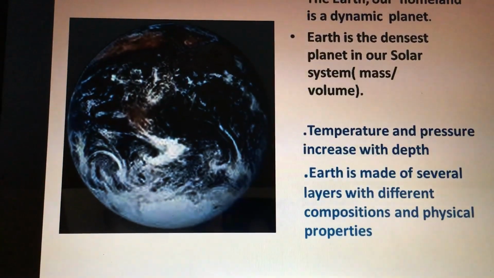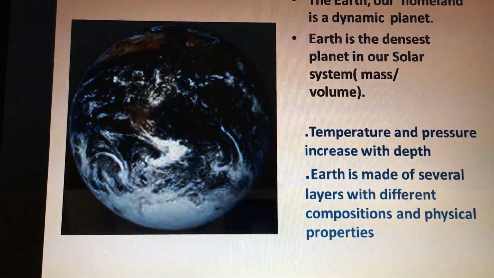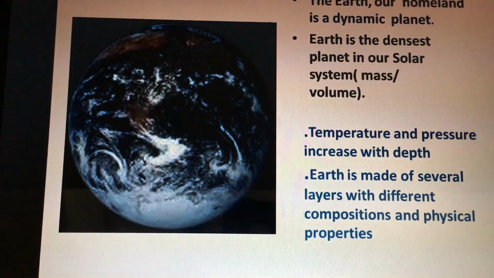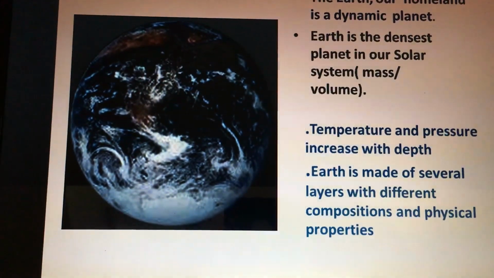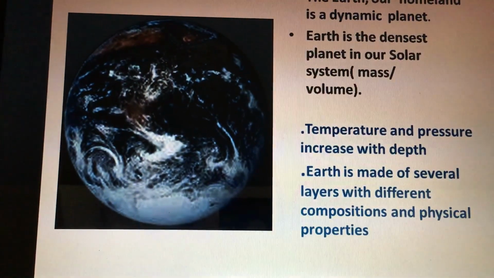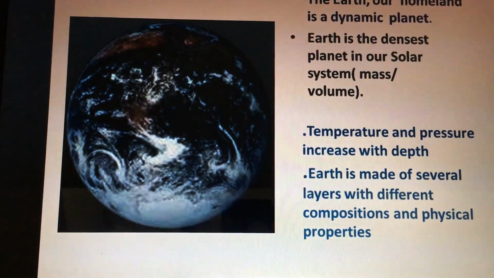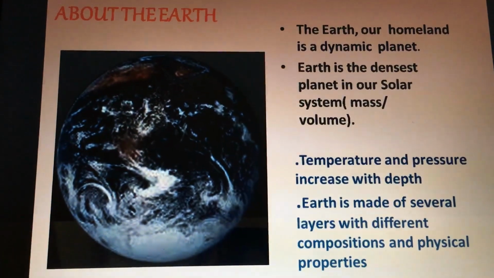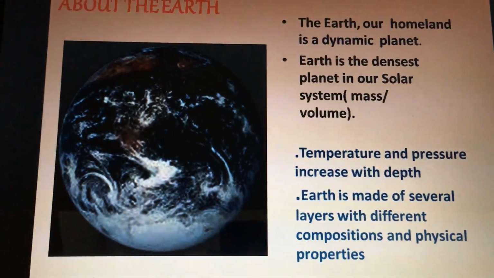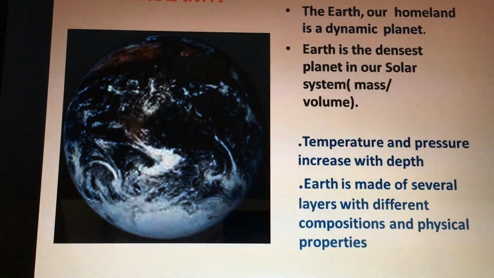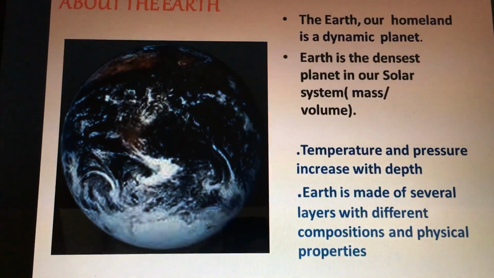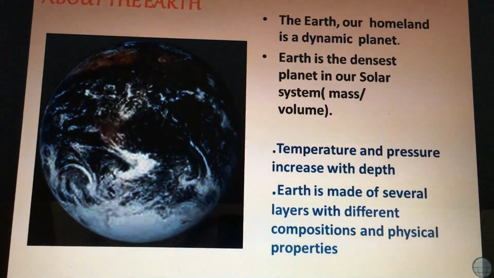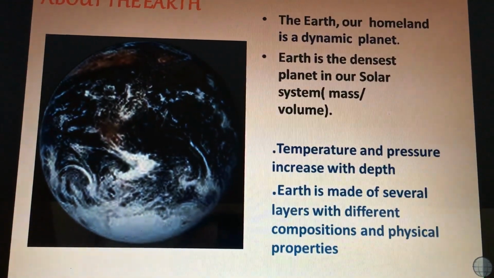Let's talk about the temperature now. The temperature at the center is estimated to be about 5000 degrees Celsius. Thus, it is not possible to get direct information about the interior of Earth. I can give you an example of the temperature. In the summer season, we have 45 to 50 or 40 to 45 degree temperature, and we cannot bear that temperature. So you can imagine how hot it is inside our Earth.